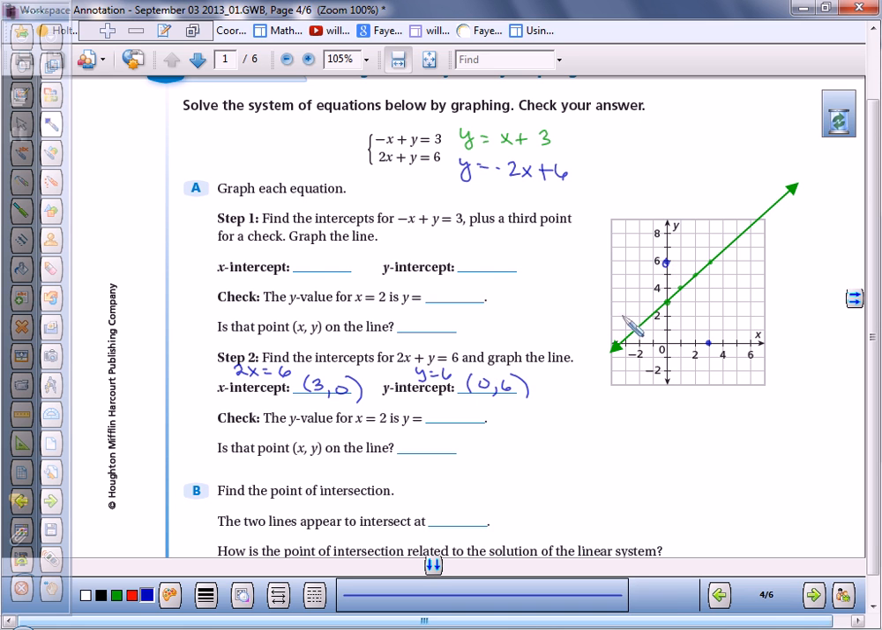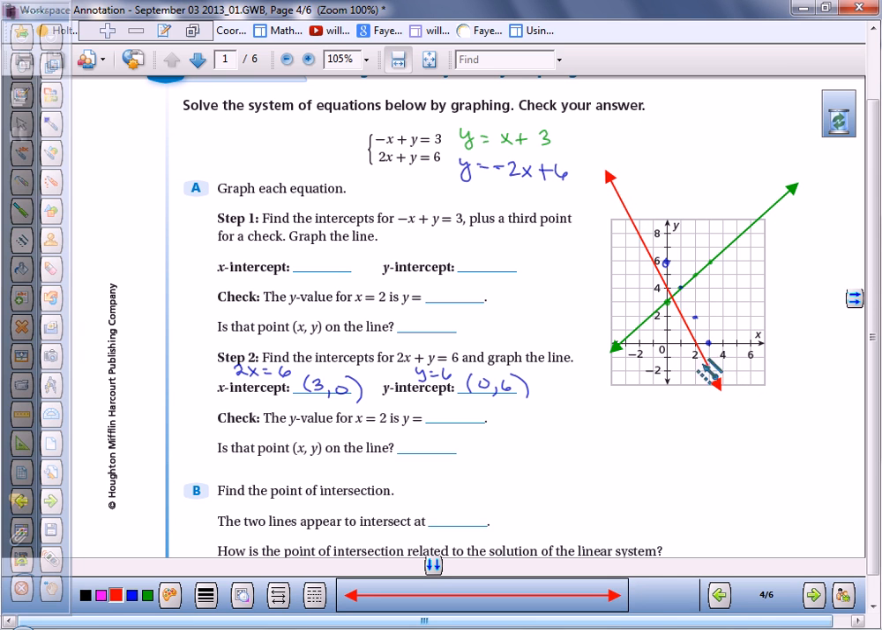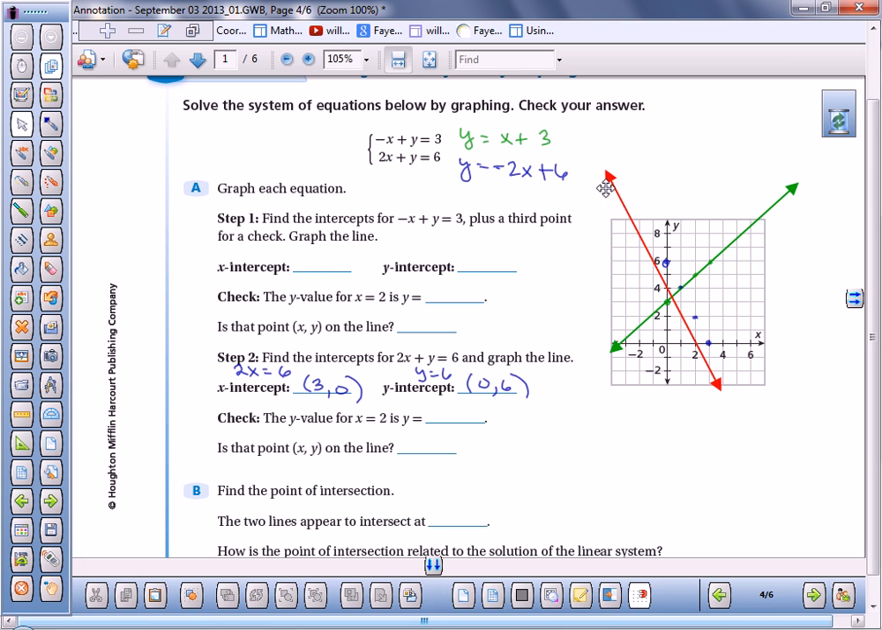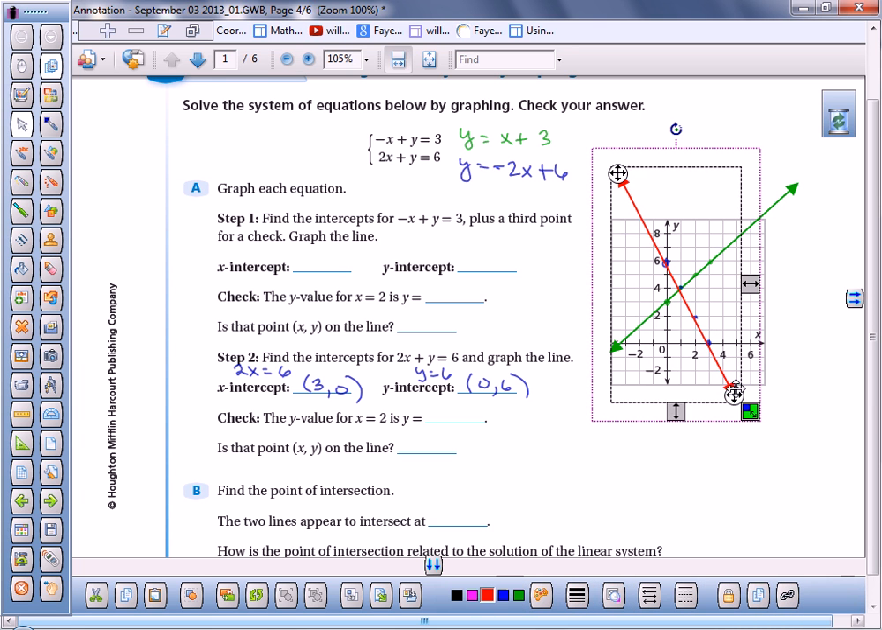Or you can do slope-intercept. Up at 6, down 2 over 1, down 2 over 1, down 2 over 1. There we go, and it's in the same spot. So we can draw a line now. That's not blue. How about that? Still not quite right. And still not blue.